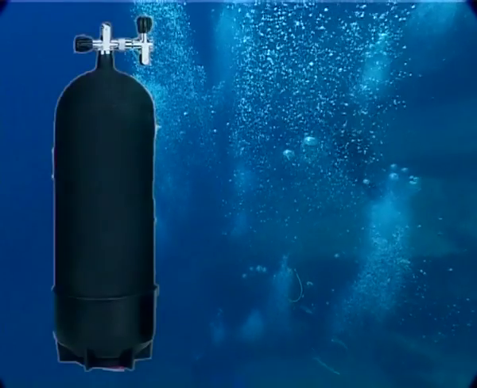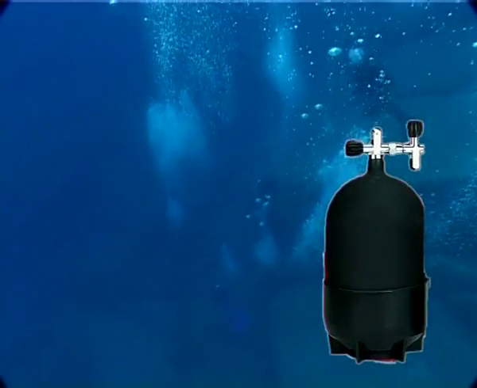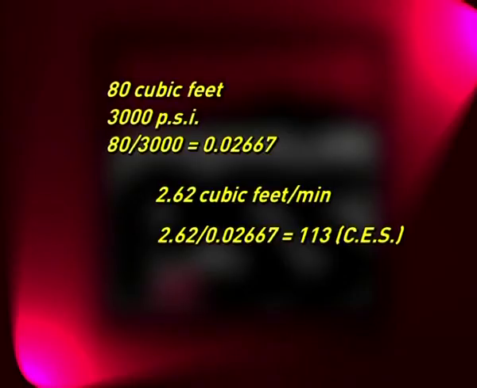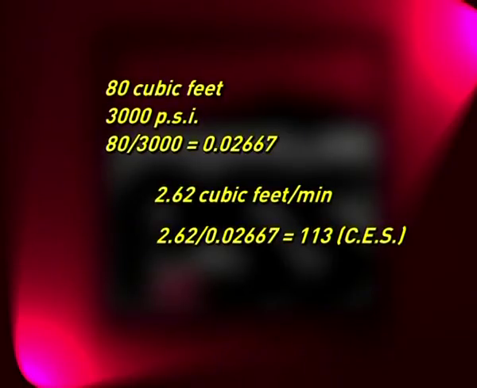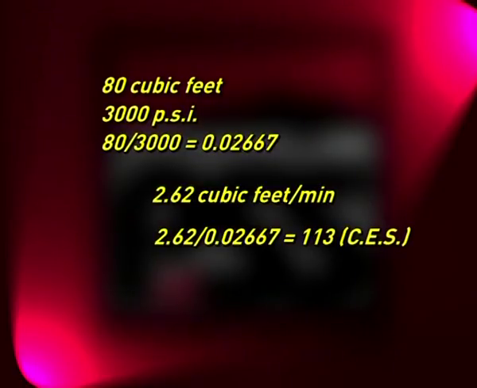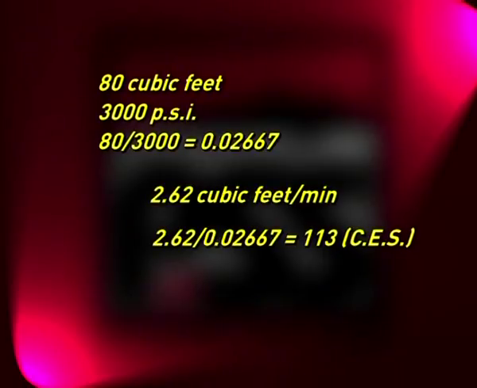Changing to an aluminium cylinder of 80 cubic feet at 3,000 pounds per square inch, the new tank factor is 0.02667, 80 divided by 3,000. To calculate the new surface air consumption, divide the consumption in cubic feet a minute by this factor. The result for the example is 113 pounds per square inch a minute, 2.62 divided by 0.02667.